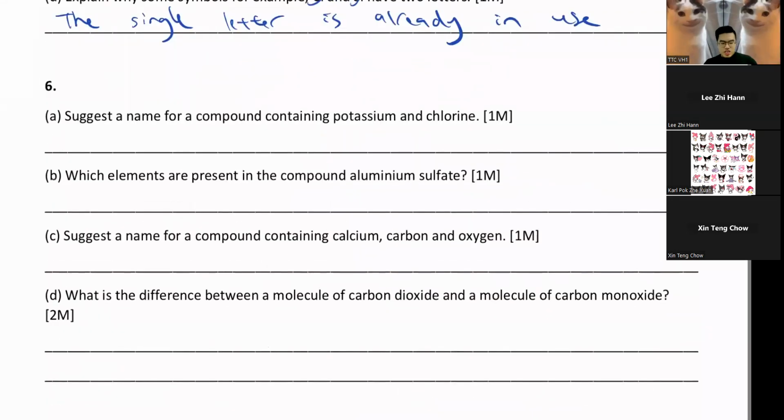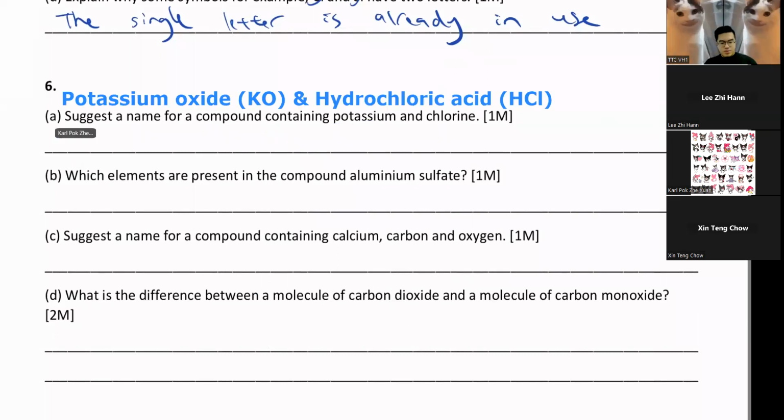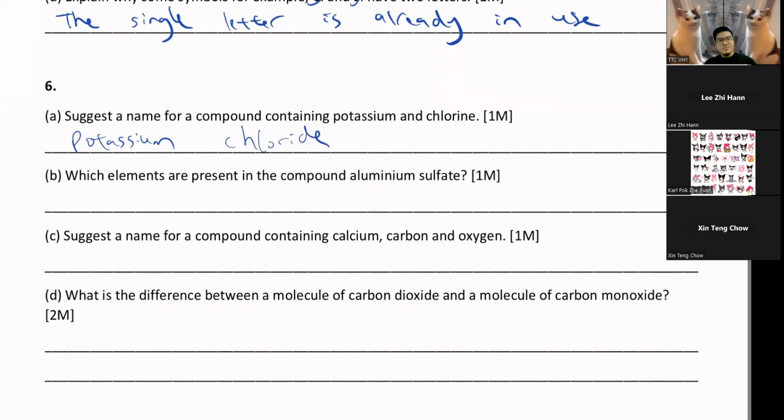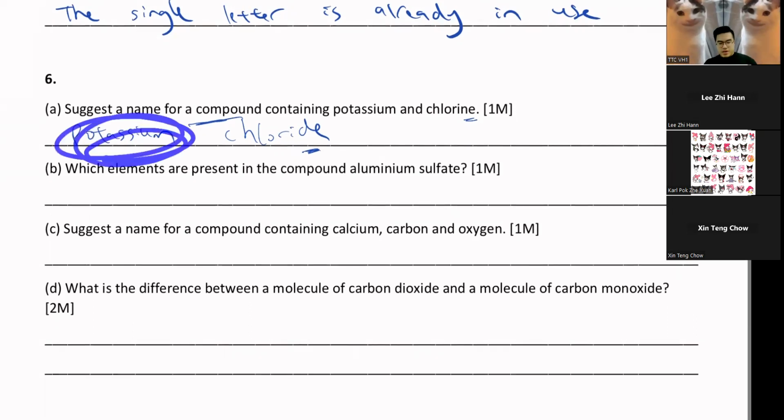All right. So suggest a name for a compound containing potassium and chlorine. This is what we call potassium chloride. Okay, potassium chloride. Right, just a compound. No need to say oxide, what chloride. They just want to test you whether you change the name here. We only change the name for non-metal, like sulfide, things like that. The original name, this metal here, we don't change the name for metal.